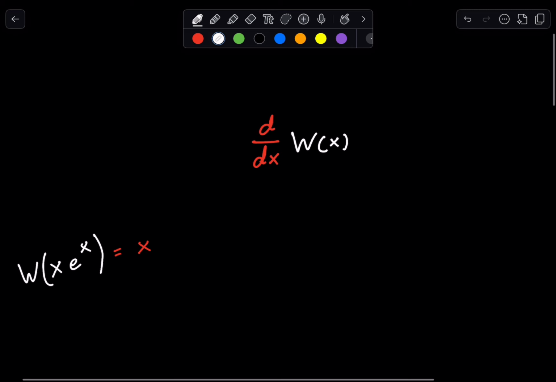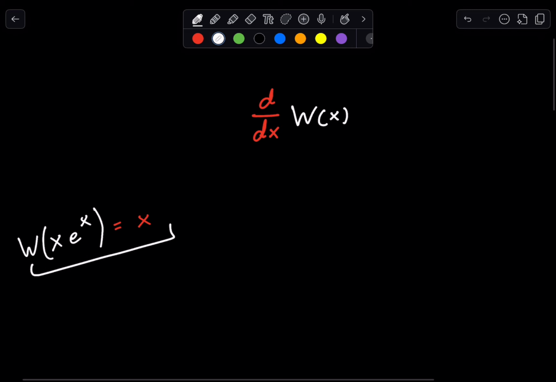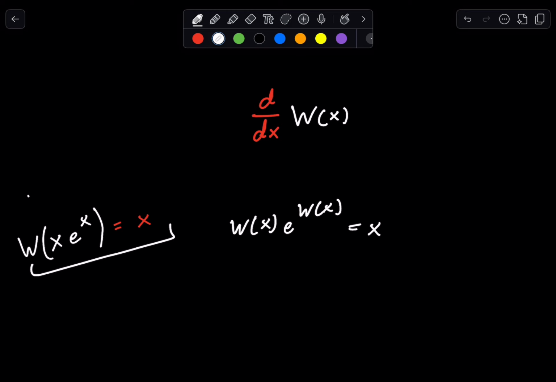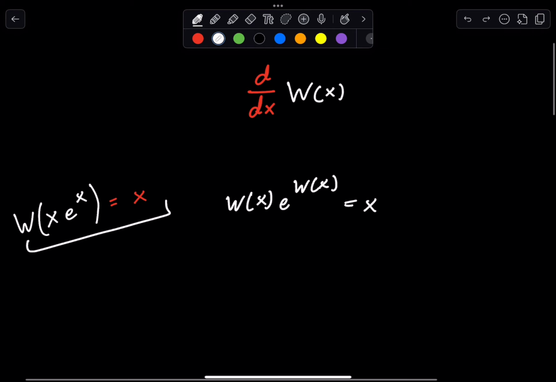Now, given how the properties of the Lambert W function work, we know that this holds true: W of x times e to the W of x is just equal to x. That's how it returns, because we just defined that's what W of x means. W of x satisfies the condition that if it's multiplied by e to the W of x, with W of x used in the exponent, it'll return us x. So given this equation, we can differentiate the entire thing to solve for W prime of x.